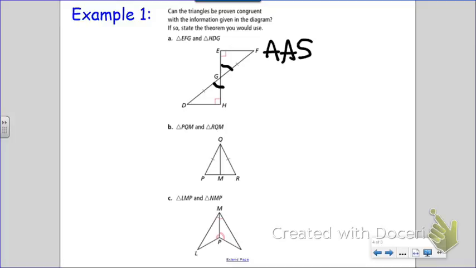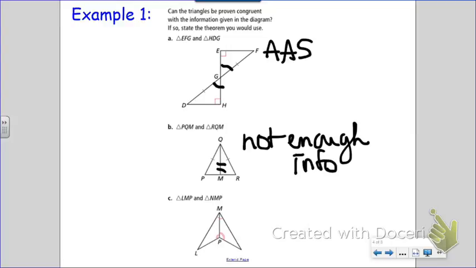In the second example, we're allowed to mark a common side, and that's it. So not enough information, because I only have two sides that I can mark. And on the third one, we have a common side, so this would be angle, side, angle. Notice it's the side in between the two angles.